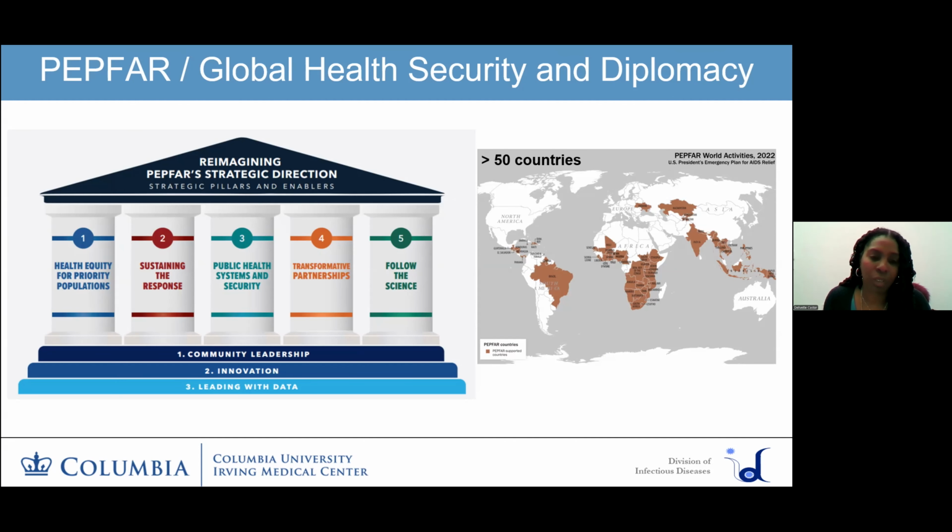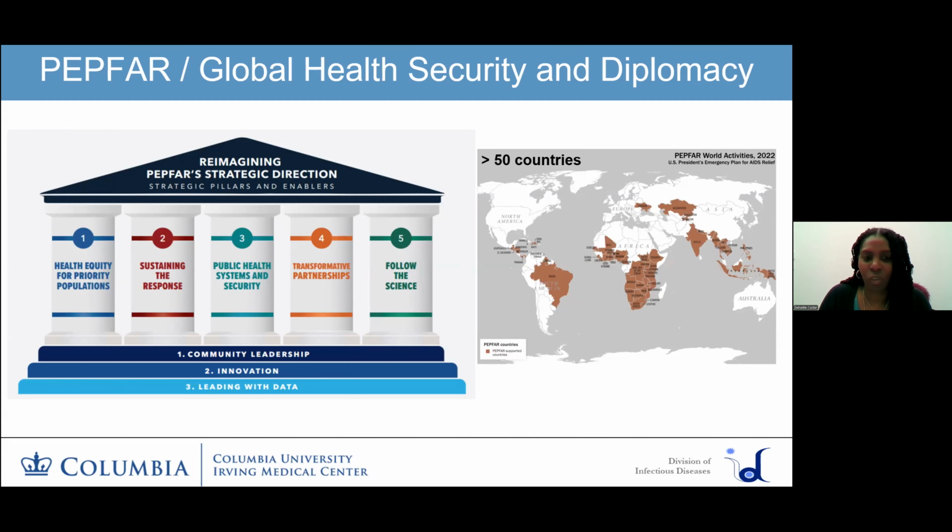And currently PEPFAR is working in more than 50 countries, and the current strategy really seeks to address health equity, a sustained response, public health system strengthening, and really having some transformation in partnerships with the countries they work in, and all of this is based on science, which is what I will talk about a bit, and the foundations with community leadership, bringing innovation to practice, and learning with data.